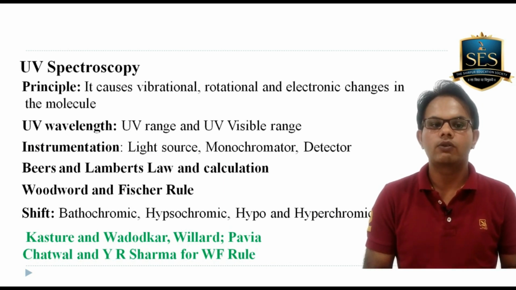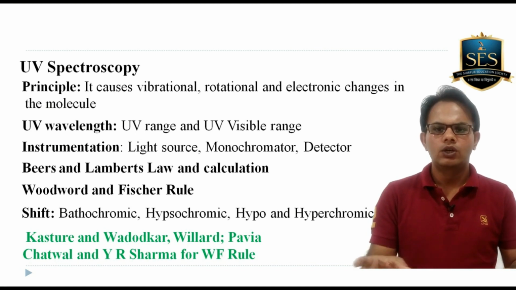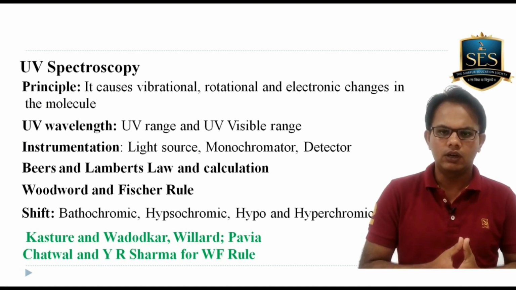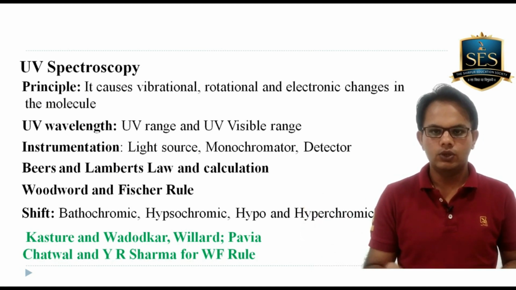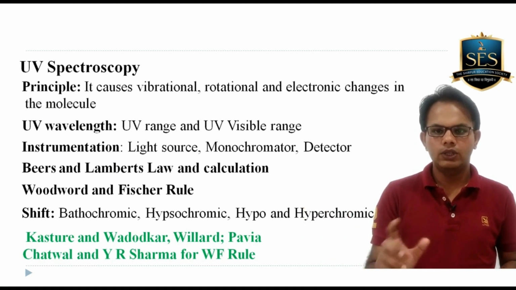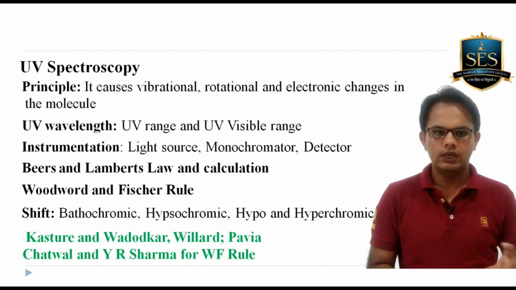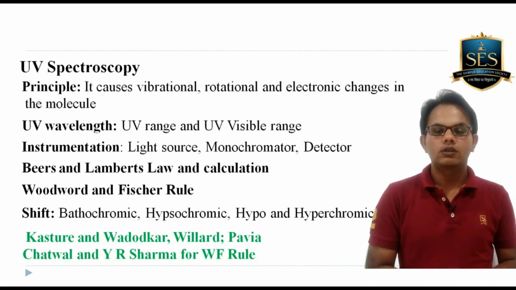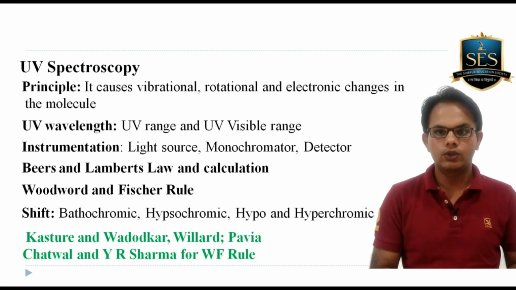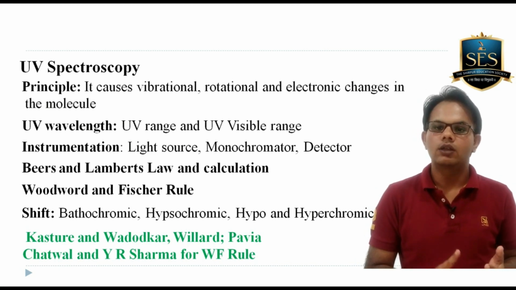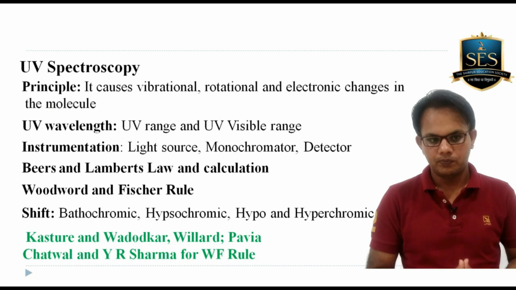Then it is followed by UV wavelength. You know very well that 2 types of wavelength are there. The first is the UV range, and second is the UV visible range. So you must read both wavelengths of UV. The third thing is that you should also read the instrumentation part. Again, like that of the IR, you should read the sources of light, then monochromators and detectors.